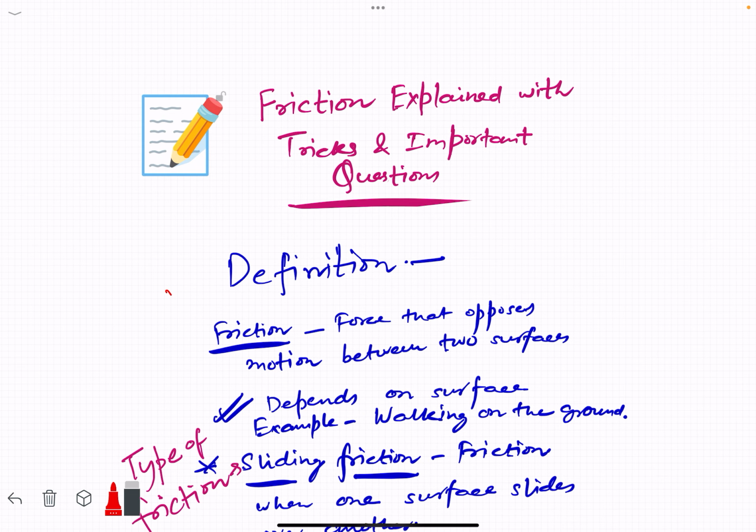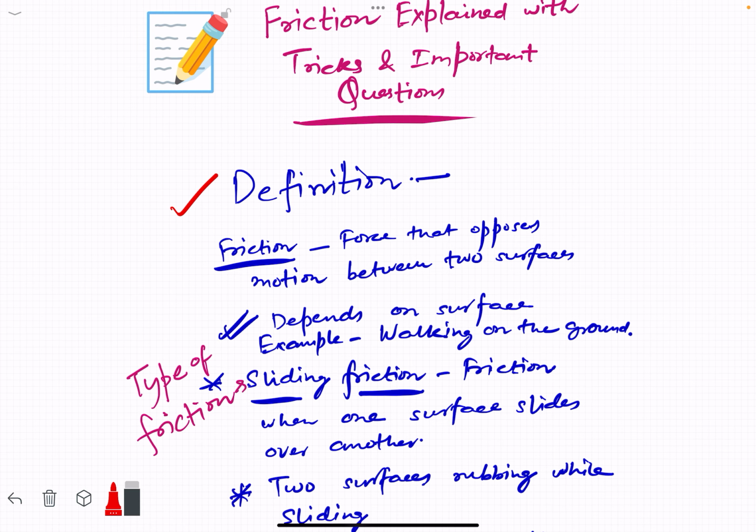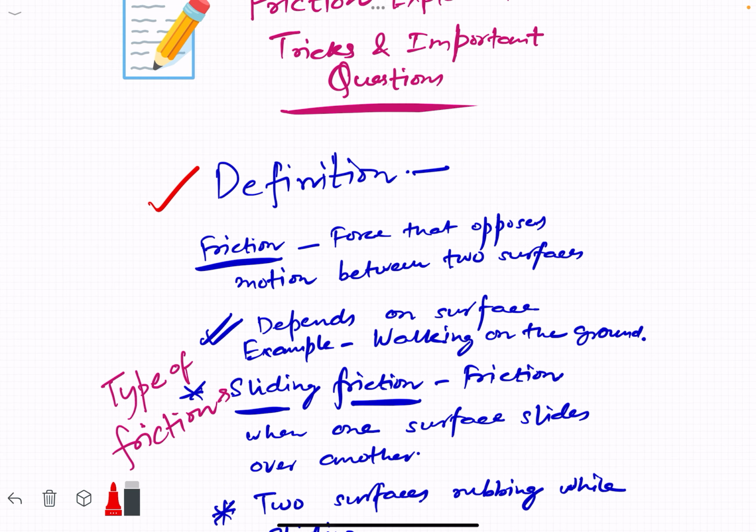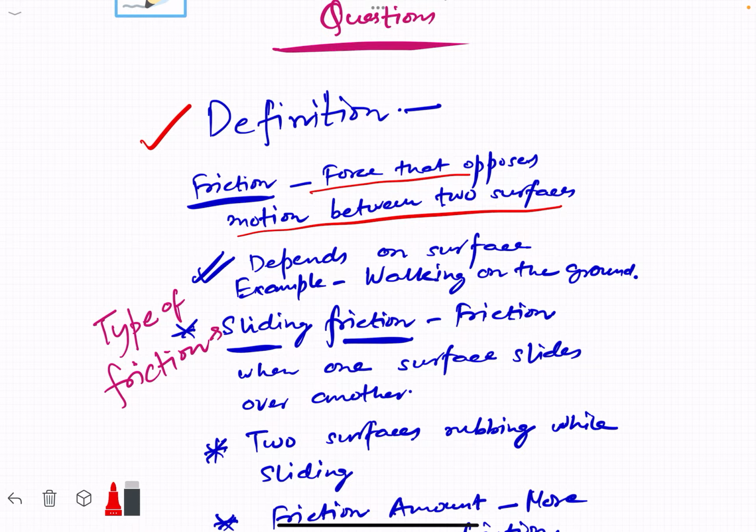So first we will see the definition of friction. Friction is the force that opposes motion between two surfaces. We can say friction is a force that opposes motion between two surfaces. It depends on the surface. Example, walking on the ground.